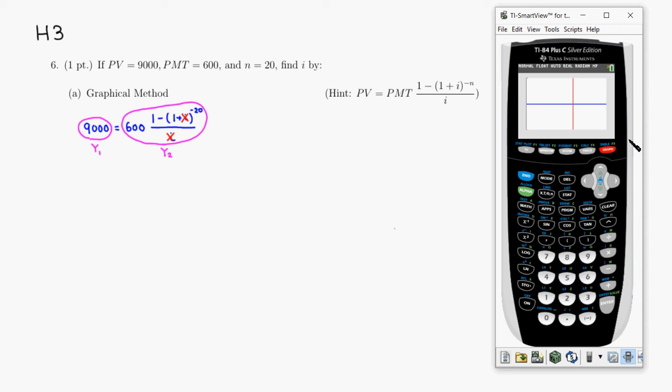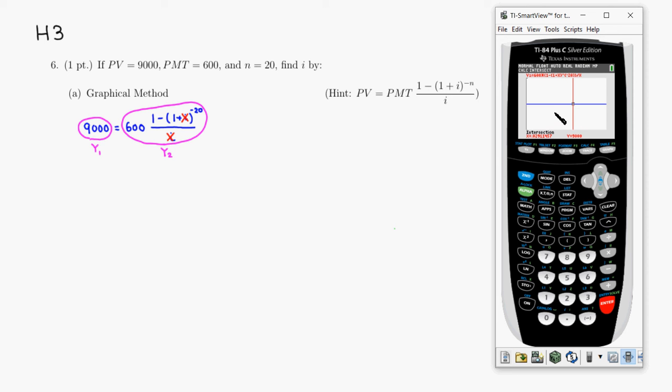But we're looking for this intersection. We are looking for the x coordinate of that intersection. So let's go to second trace to calculate, and we want to calculate the intersection. I'm going to choose 5. This is the first curve, so I'm going to say yes. And the second curve, so I'm going to say yes. And the guess, I'm going to try to move the cursor, and it really doesn't do much. I'm just going to say yes. Hopefully it'll find the intersection.